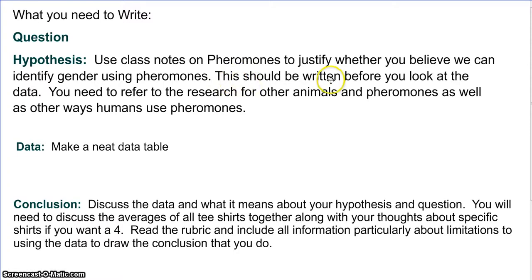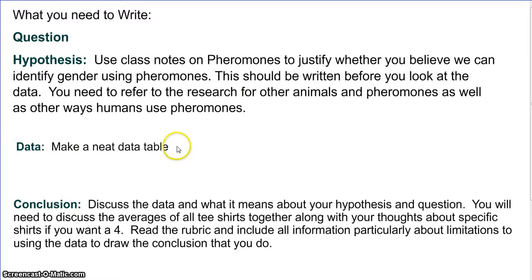This should be written before you look at our class's data. I want you to look at the research for other animals and pheromones and the research on humans and pheromones and tell me what that makes you believe about our ability to use pheromones to identify gender.